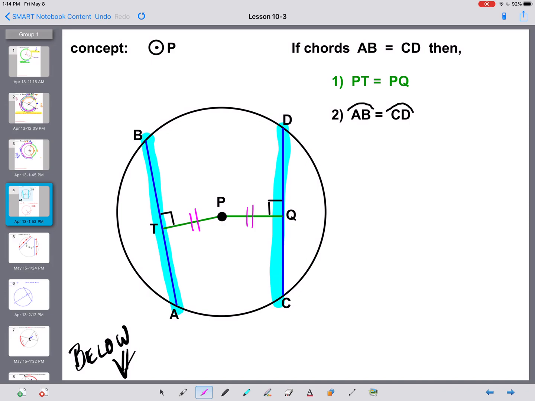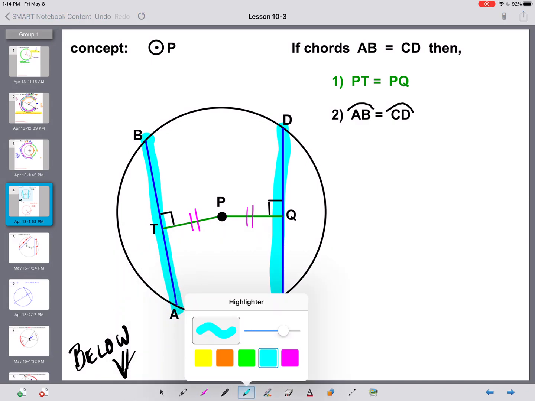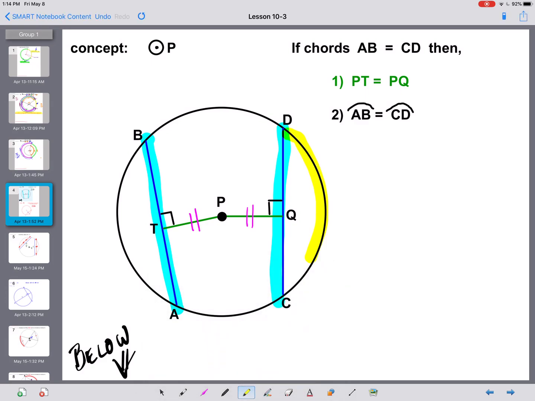If the chords are congruent, the blue chords, if they're the same length, then they're the same distance from the center. Also, it means that these two arcs will be the same. That will be equal to that, the same number of degrees for that yellow arc and for the other yellow arc. Again, if the chords are the same length, then they're the same distance from the center, and the arcs will be the same also. Let's go do a problem somewhat similar to that.